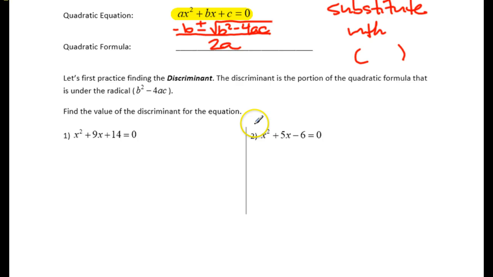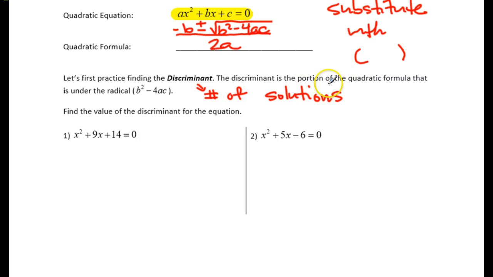Okay, but here's what the discriminant does. I'm going to show you an easier way. The discriminant basically tells you the number of solutions or answers. It doesn't give you the answer, but it tells you how many you should get. An easier way to do that is to just use your calculator.